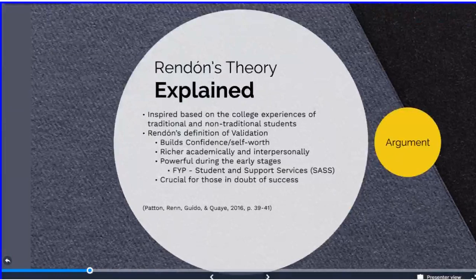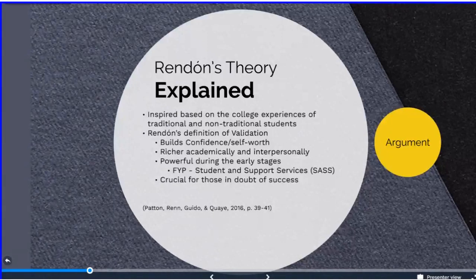So, Rendon's theory. Her theory is inspired by the college experiences of traditional and non traditional students. What's going on here is that non traditional students feel that they may not be able to succeed academically, while traditional students feel that they would. And that was a concern on the non traditional side. So what we had to think is, okay, how can we get them to feel that they can make it and succeed academically? Well, let's get them involved with college activities to give them the self esteem that they're missing.